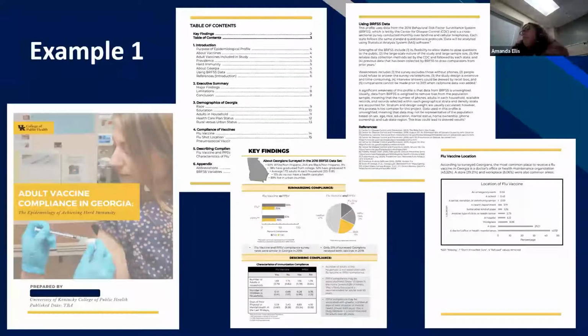They looked at adult vaccine compliance in Georgia. So as you can see, their topic was vaccine compliance. They were in the state of Georgia, that's what they were given. And here we have their table of contents, their key findings, information about the BRFSS data, and then an example of one of their pages. Now, I'm not going to say that these are the most perfect data analysis that I've ever seen, but I do think the students get a little more buy-in than they typically would if they were just going through a textbook, doing online homework, things like that.